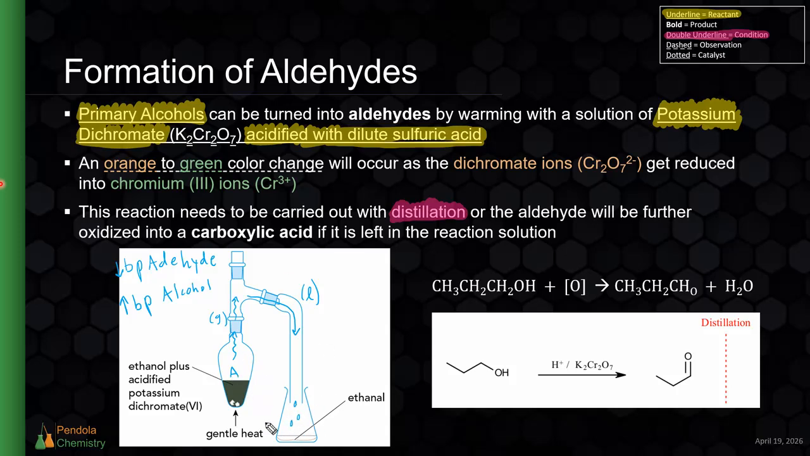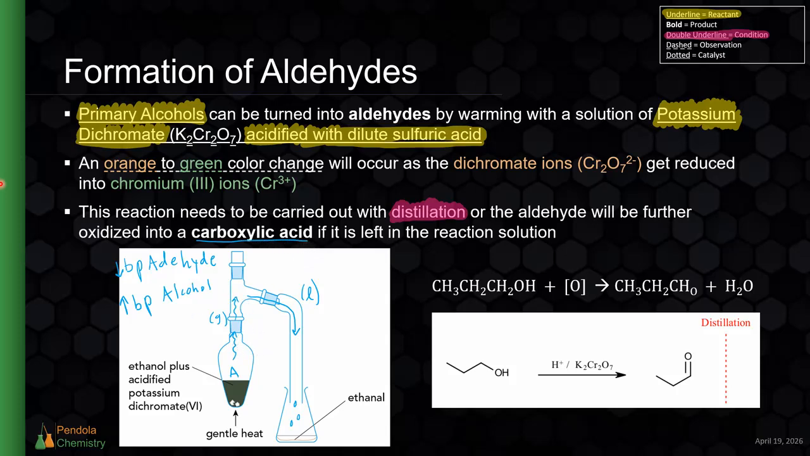That separates it from the dichromate that the alcohol is reacting with, and therefore we have the aldehyde that does not further oxidize into carboxylic acid. So the primary alcohols can be oxidized into our aldehydes, but only if distillation is present. If not, we'll get a carboxylic acid.